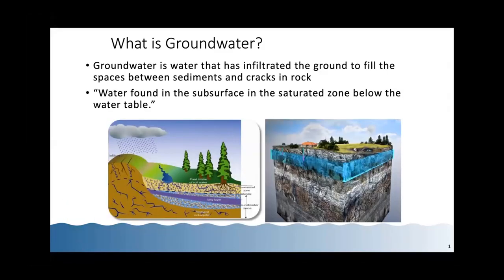So let's first look at what is groundwater. Groundwater is water that has infiltrated into the ground to fill the spaces between sediments and cracks in rock. If we look at it in more scientific terms, groundwater is water found in the subsurface in the saturated zone below the water table.